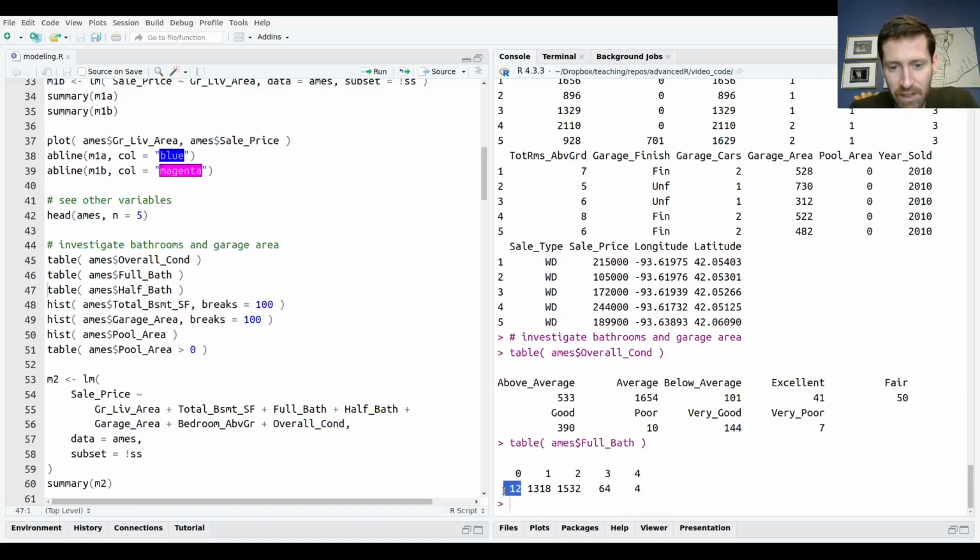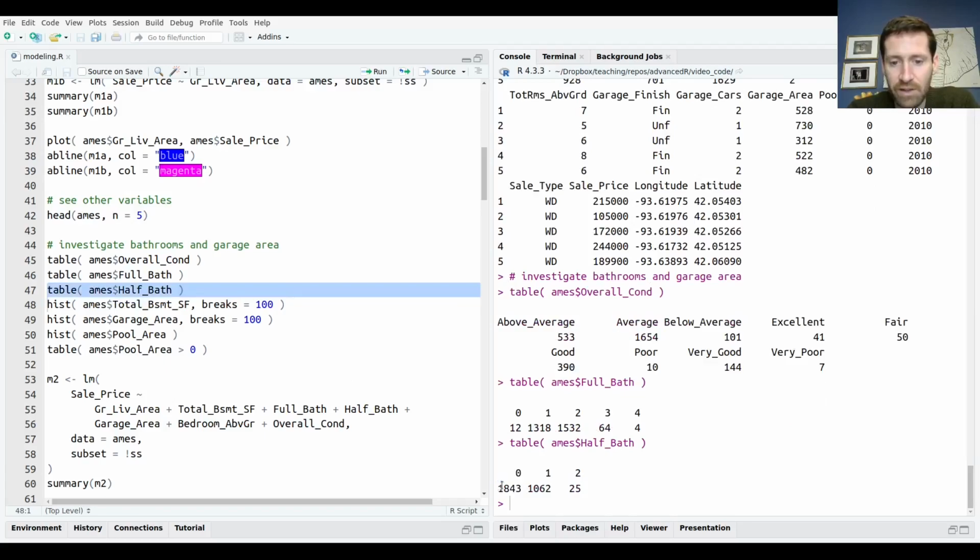We should take a look at what it means for a house to have no bathrooms, because that's a bit unusual, but let's move on. Half bathrooms. A lot of houses have 0 half bathrooms. The way this is usually indicated is, if you have 1 full bathroom and 1 half bathroom, it will be listed as 1 full bathroom and 1 half bathroom, and not 1 full bathroom and 3 half bathrooms. So this is half bathrooms in addition to the full bathrooms. That's why there are a lot of zeros, because most houses actually don't have any half bathrooms.